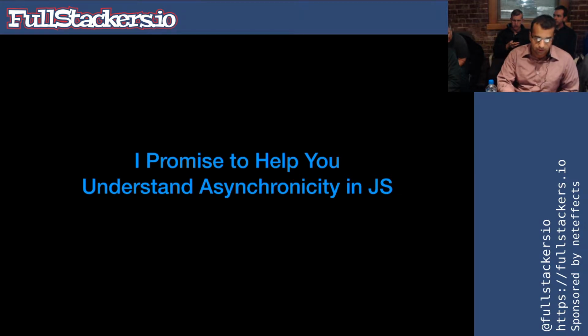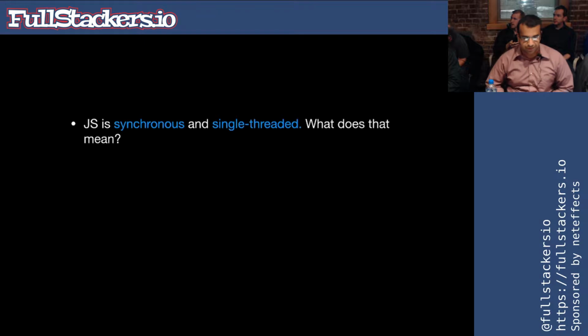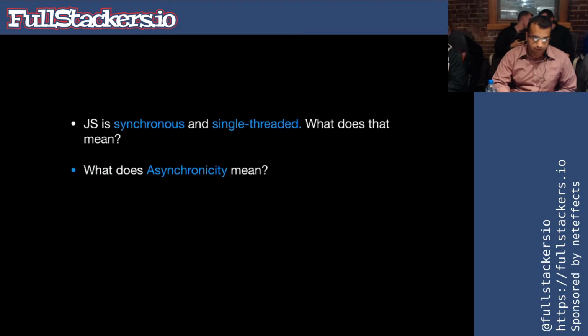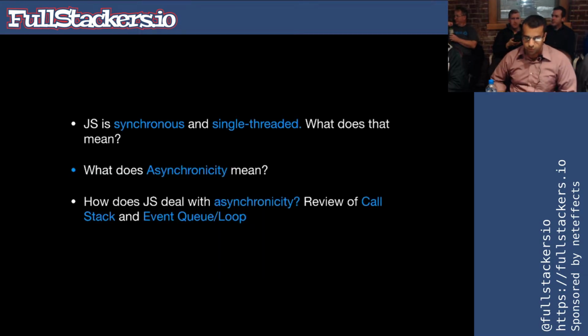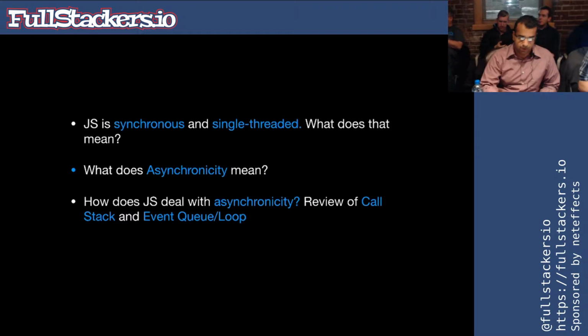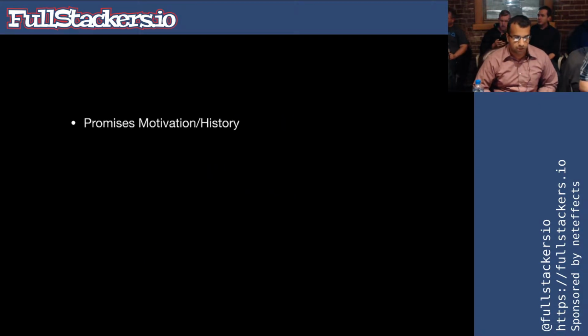So in more detail, JavaScript is synchronous and single-threaded. What does that mean? What does asynchronicity mean? How does JavaScript deal with asynchronicity, which would be a review of the call stack and the event queue or loop, a quick review of callbacks, and then the focus of the topic. We'll get into promises, some of the motivation, and just a brief history of promises.